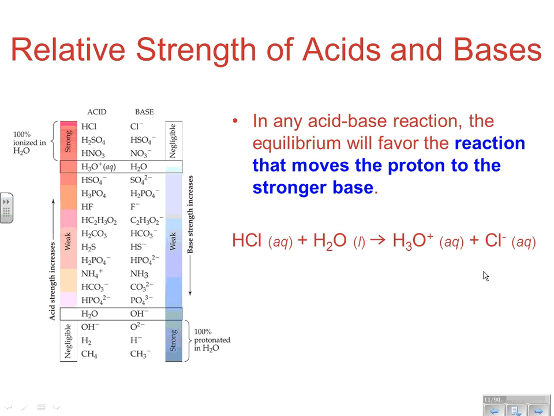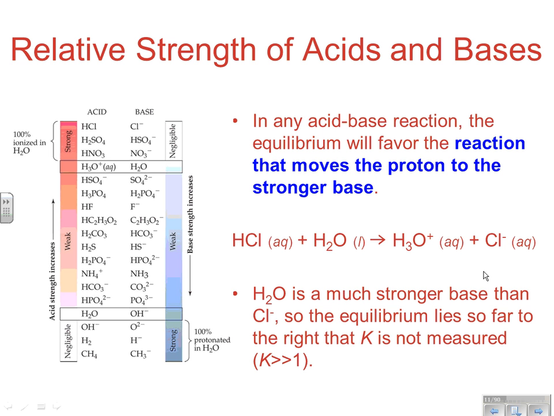Now, in any acid-base reaction, the equilibrium will favor the reaction that moves the proton to the stronger base. So this is kind of a guiding principle behind what we're looking at here. Keep in mind what that really says. In any acid-base reaction, the equilibrium will favor the reaction that moves the proton to the stronger base. So you have bases on each side, and in each case you're going to be moving a proton to that base. Which reaction is favored, to the left or to the right, is going to be based upon which one is moving the proton to the stronger base.